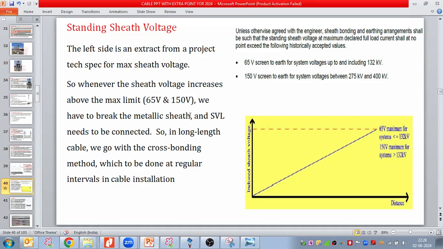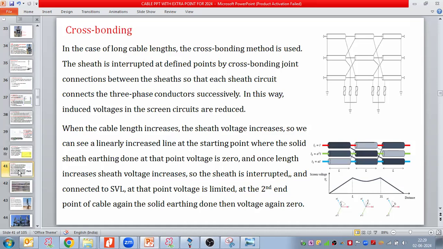Because if I'm not breaking the metallic sheath, when the cable distance is increasing, the voltage keeps increasing. So we have to break the metallic sheath, and SVL needs to be connected between the sheath and ground. So in long length cable, we go with the cross bonding method, which is to be done at regular intervals in the cable installations. Let us see the cross bonding.